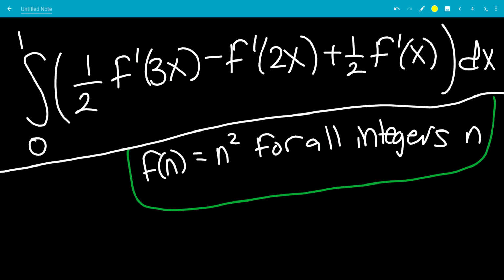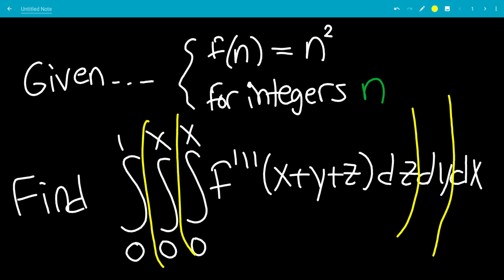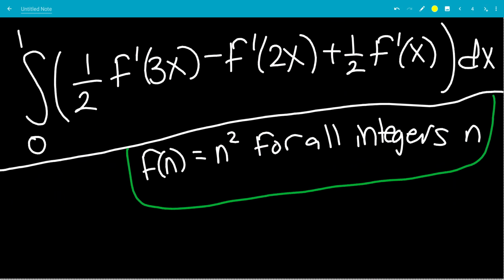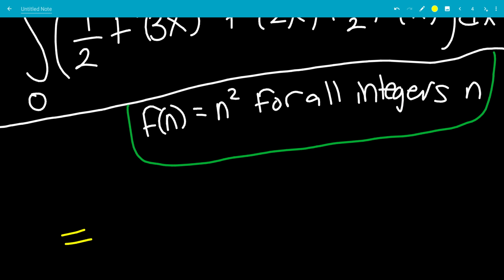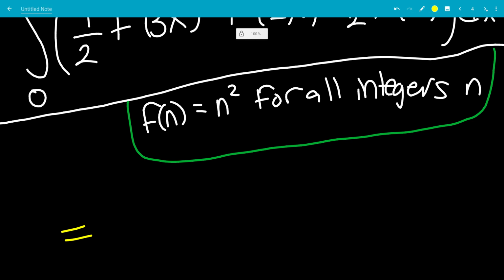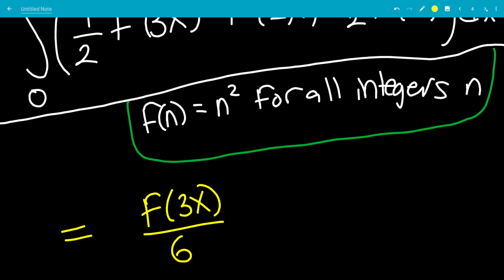Okay, let's write that down. Now this is the final integral, that's the parentheses. So how do we do this? Similarly, we're going to integrate term by term. The integral of f prime of 3x will be f of 3x divided by 3, and then you can multiply the denominator, so that'll be over 6.